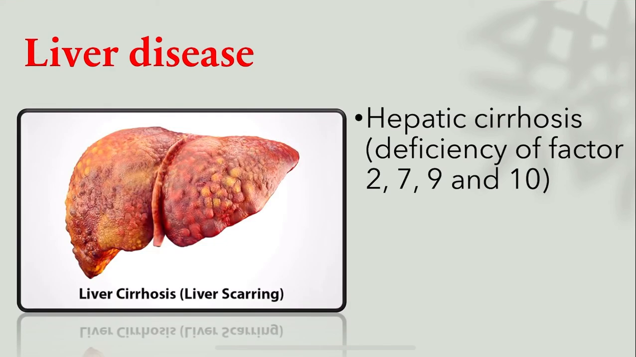Okay. Liver diseases, hepatic cirrhosis. There is a deficiency of factors 2, 7, 9 and 10. So in hepatic cirrhosis, what happens? The liver is going to be fibrosed and scarring will take place. Liver scarring in case of liver disease is resulting in epistaxis.